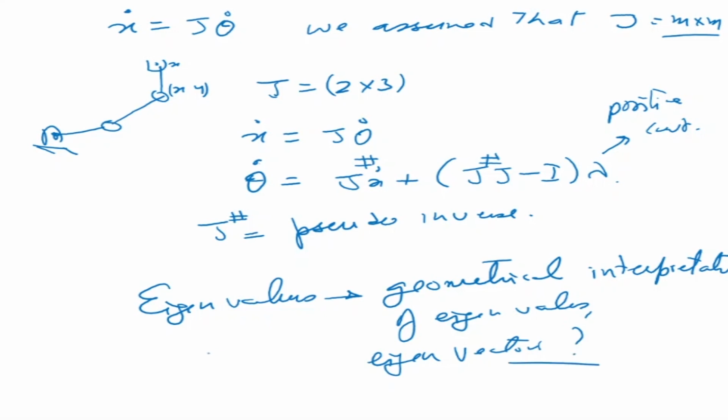Now, eigenvalues are only for square matrices, m into m. We want to talk about a generalized case, m into n, where it is not a square matrix. Then what do we talk about? So let's start off this rather new topic. You may not be familiar with this, but this is extremely important for us because in robotics, J can become non-square. J can be square, it can be non-square also.